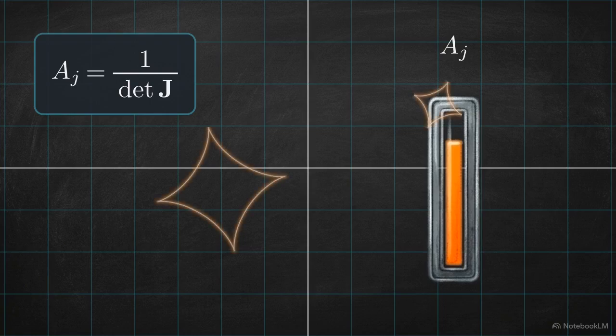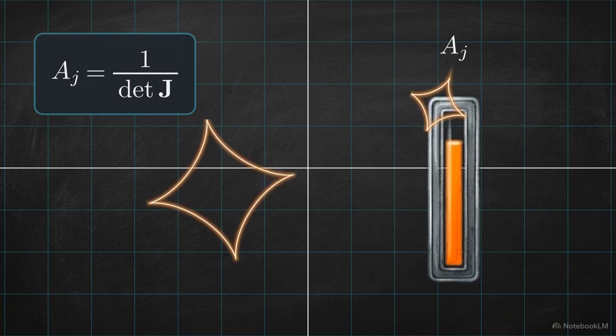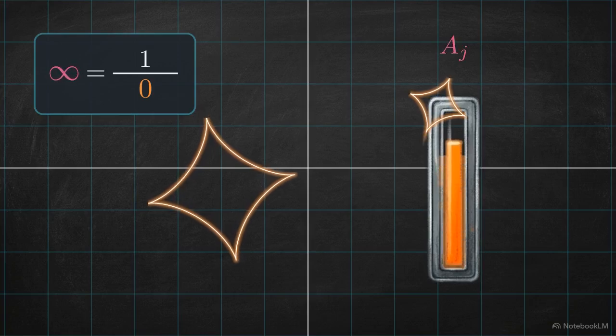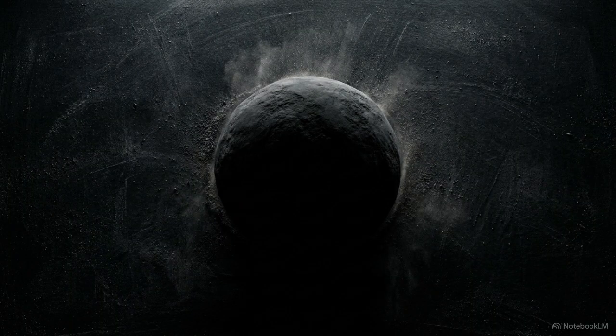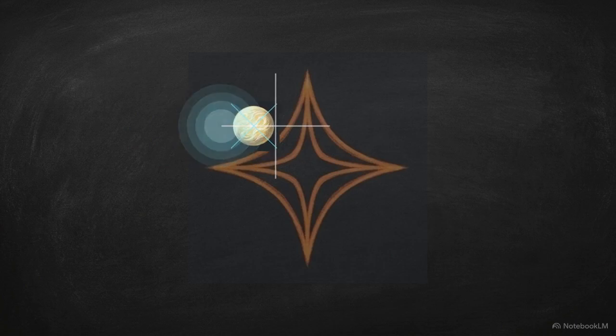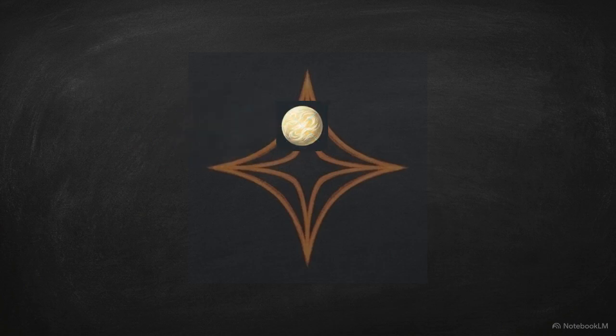There are specific physical locations in this warped field where the Jacobian determinant approaches exactly zero. Dividing by zero pushes the theoretical magnification toward infinity. We call these illuminated boundaries of infinite magnification caustics. The transient anomaly on August 10th wasn't caused by the planet directly emitting or blocking light. It happened because the background star physically intersected one of these invisible, mathematically defined caustic boundaries.